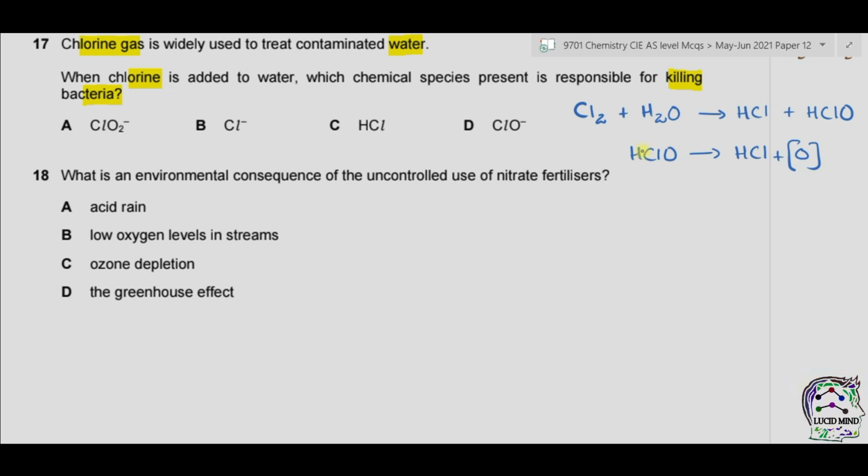Now this is formed from HClO, which has two parts. ClO is negative, H is positive. As oxygen is produced from this part, therefore the correct answer is D.